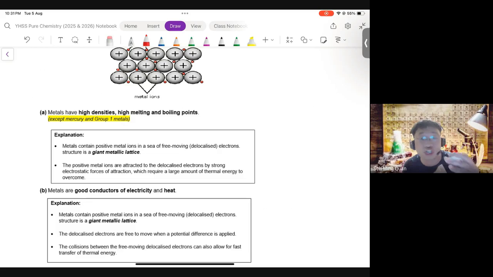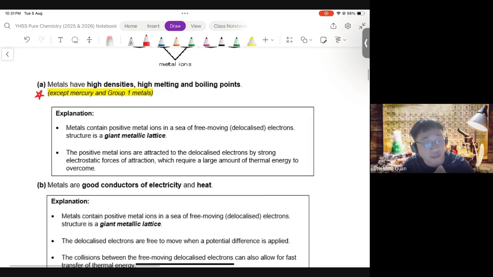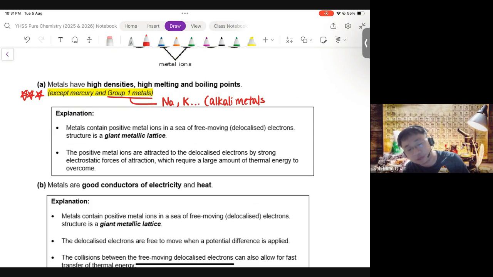Firstly, metals generally have high densities and high melting and boiling points. Now, this is generally true, but there are exceptions, and it's extremely important to learn the exceptions. So, the exceptions to this rule that metals have a high melting point is group 1 metals. Now, group 1 metals are like sodium, potassium, and so on. These are generally called the alkali metals. We will see why very shortly. But group 1 metals, they do not follow the usual trend of melting point, boiling point, and density.